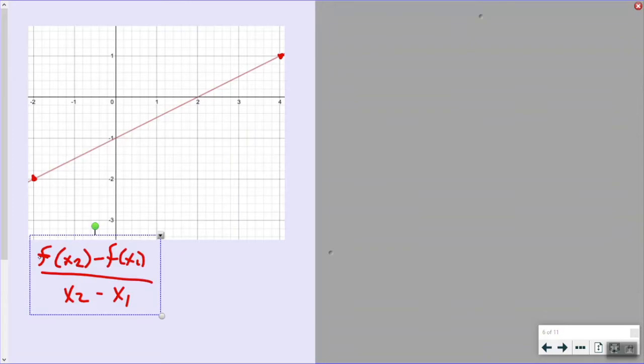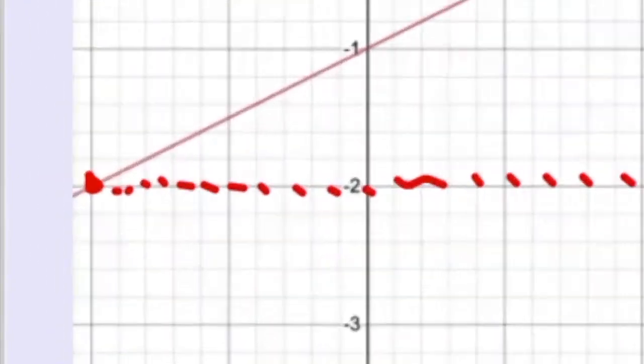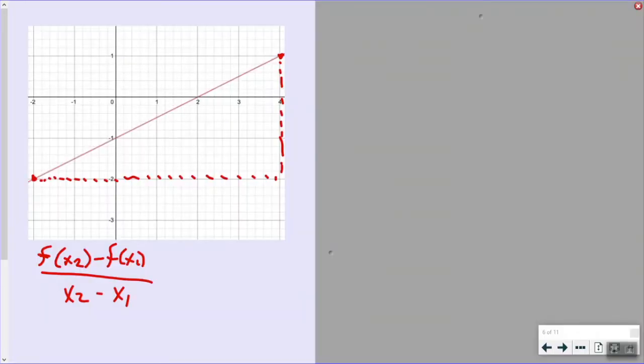You start from the y-intercept to the x-intercept. It's going up 1 and to the right. What is my change in x here? From here to here? No, that would be 6. Great. So my change in x equals 6. What's my change in y? 3. See how easy this is? And what's 3 over 6? 1/2.